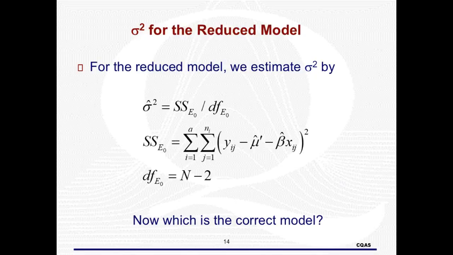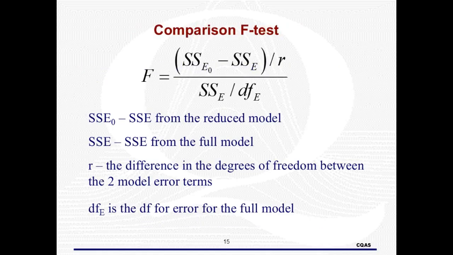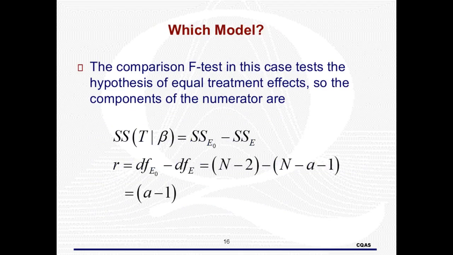We compute the variance estimate for the reduced model. The key question now is, which model fits better, the full model with treatments or the reduced model without them? We compare the two models using an F-test. The idea is to see whether adding treatment effects significantly improves the model. The numerator captures the additional variation explained by treatments, and the denominator is the error variance from the full model. This F-test specifically evaluates whether treatment effects differ after adjusting for the covariate.